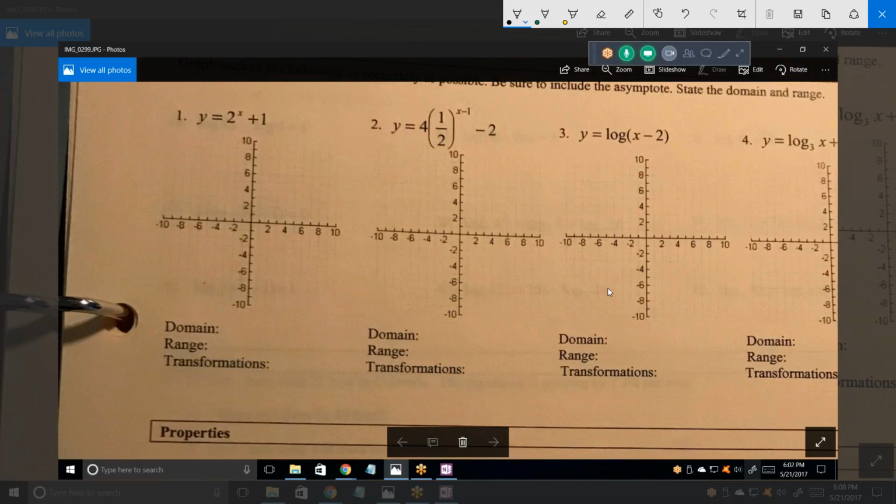What's the parent function on number 2? Y equals 1/2 x minus 1? No, just 1/2 to the x. Oh, okay. Everything else you see is a transformation. Now the question is, what does y equals 1/2 to the x look like? The last function looked like this. What does this look like?